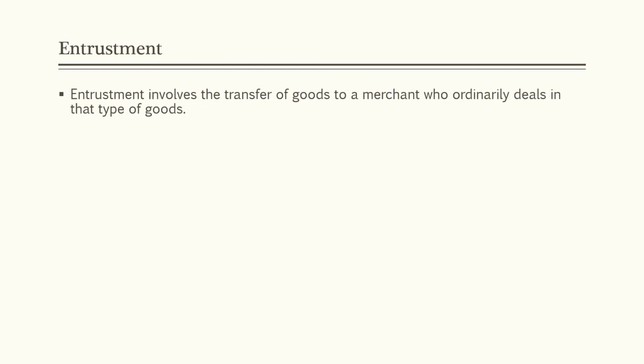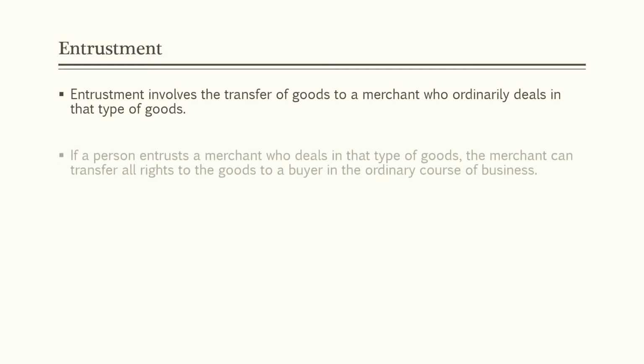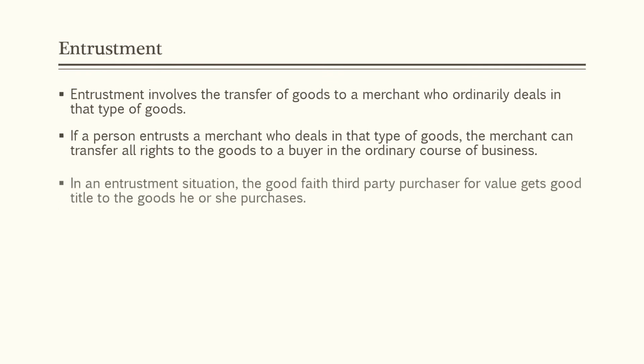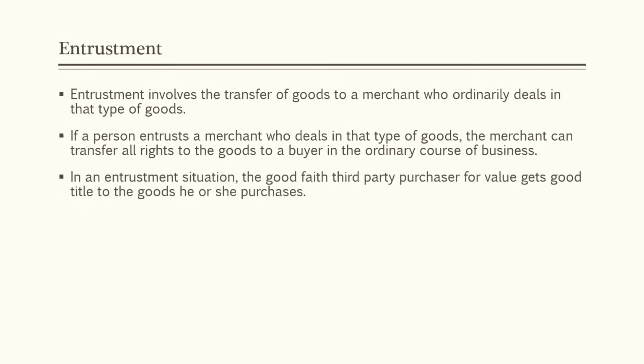Next, we'll discuss entrustment. This is the exception to the passing of void title that I mentioned previously. Entrustment involves the transfer of goods to a merchant who ordinarily deals in that type of goods. If a person entrusts a merchant who deals in that type of goods, the merchant can transfer all rights to the goods to a buyer in the ordinary course of business. In an entrustment situation, the good faith third-party purchaser for value gets good title to the goods he or she purchases from the merchant, even though the merchant doesn't have actual title. They're transferring something they do not own.